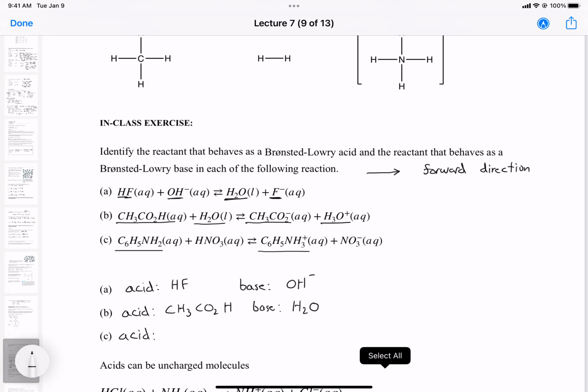C6H5NH3+. So it has gained a proton. So our acid now is not this compound. It's going to be the other one. If we look at nitric acid here and compare the similar looking formula on the right, we see we have NO3-, so it has lost a proton. So our acid is HNO3.